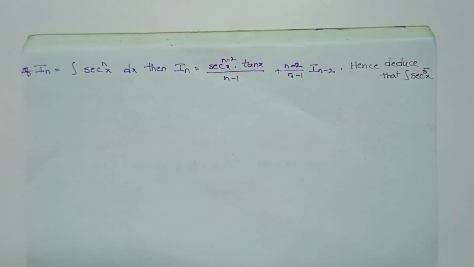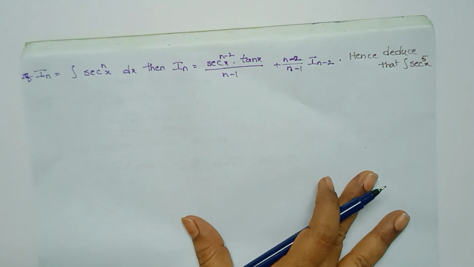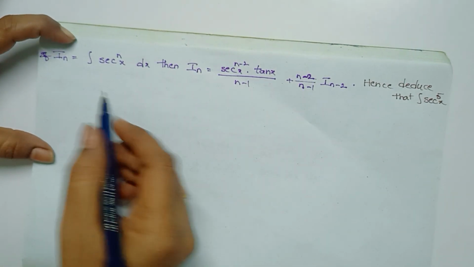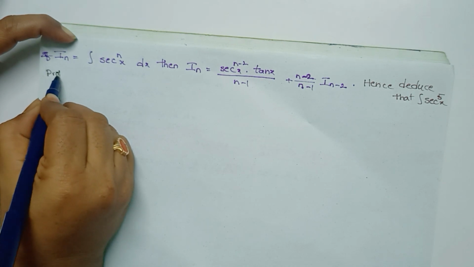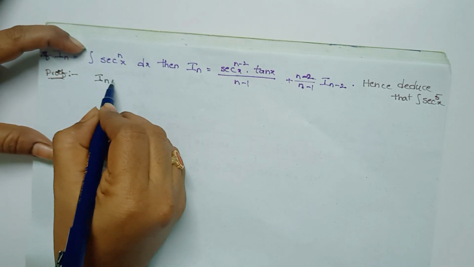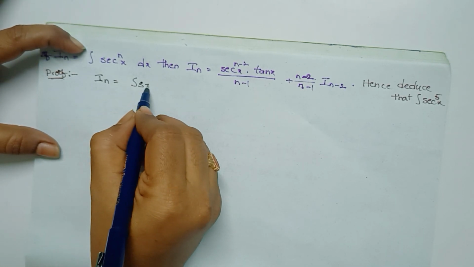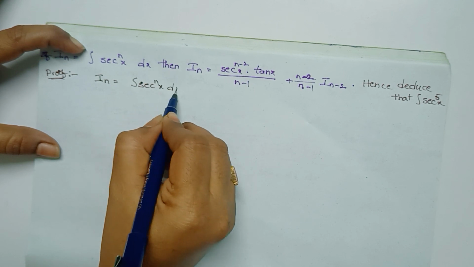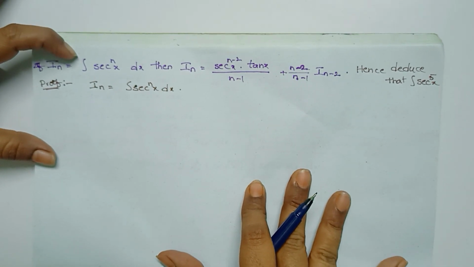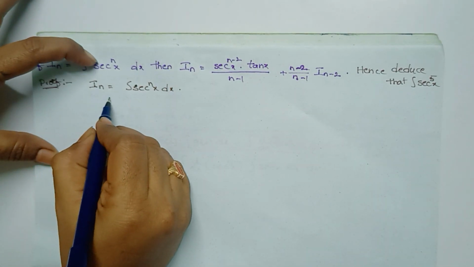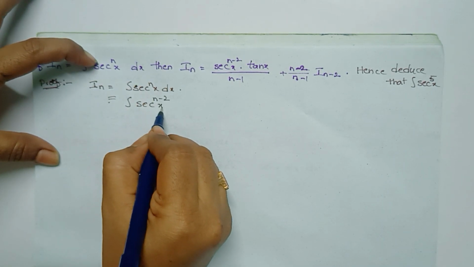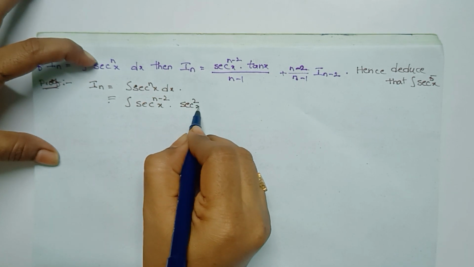Okay, I will explain, see. If In is equal to secant power n x dx, then we have to prove this. Given In is equal to secant power n x dx. See how I write this. Secant power n can be written as secant power n minus 2 x into secant square x dx.